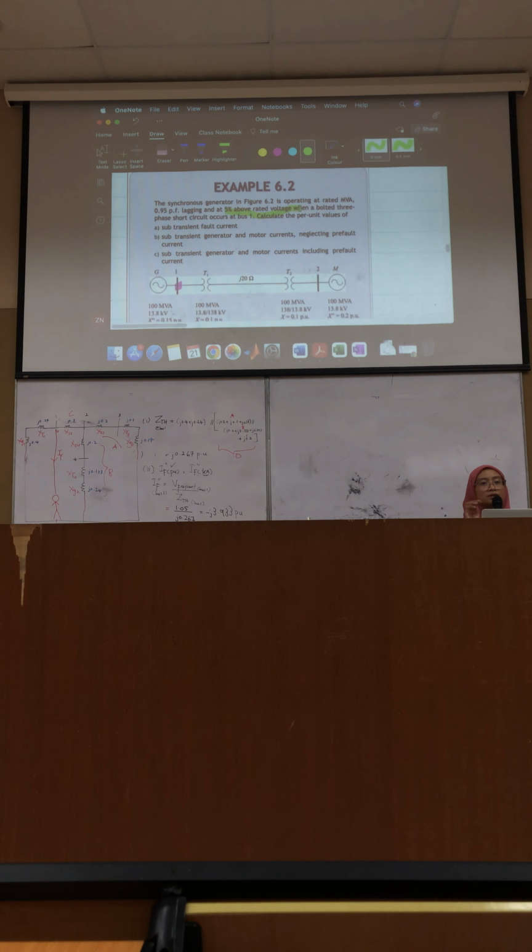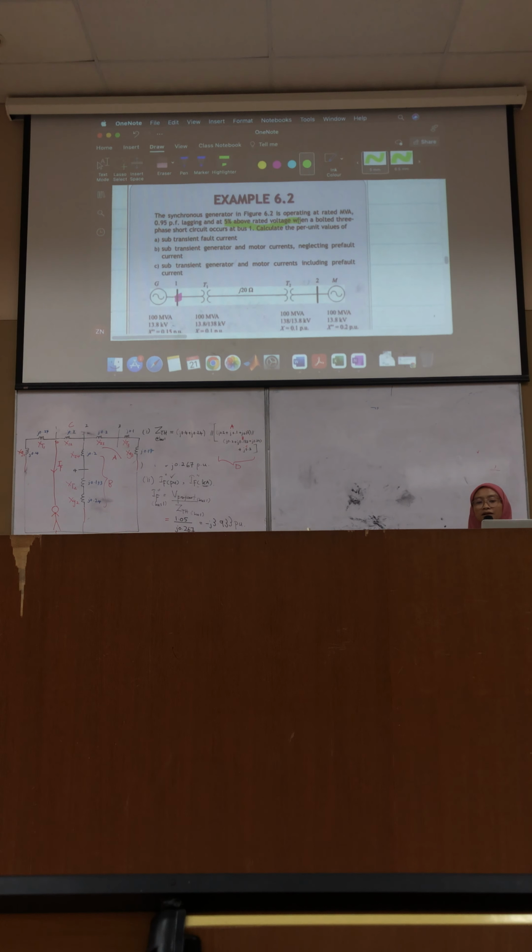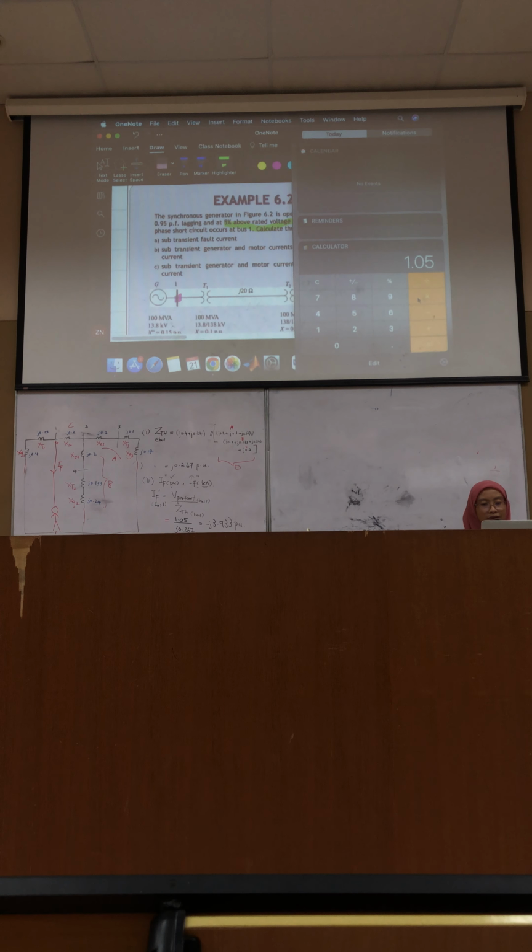Now, V at bus 1 berapa? Bukan V base, sorry. V at bus 1. Rating at bus 1. 13.8 rating dia, eh? Okay, rating. And then, if I said 5% above the 13.8 tu berapa? 14.49 kan? Betul? 1.05 times 13.8. Okay, 14.49.